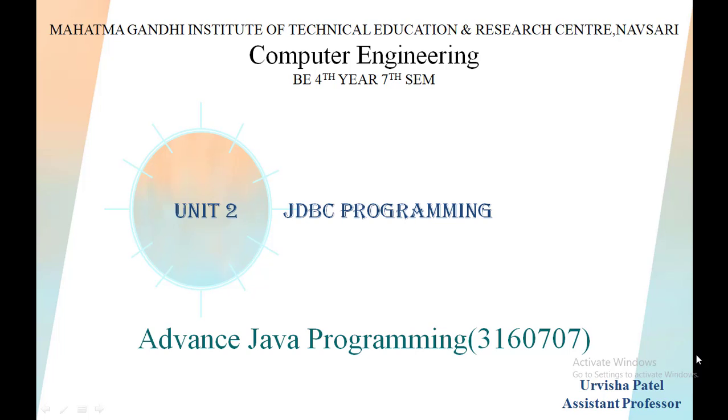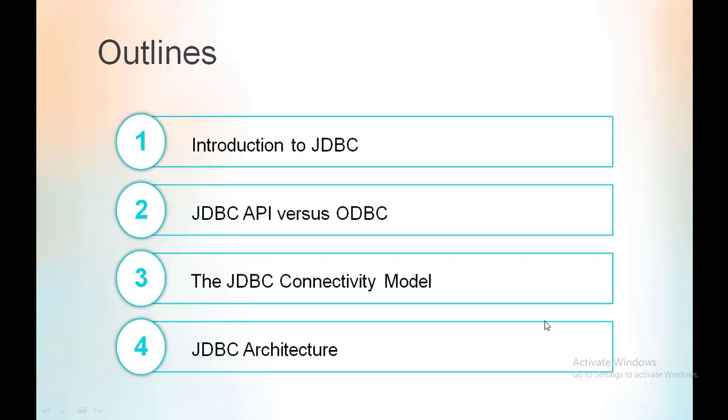In this video, we are going to learn Unit number 2, JDBC Programming of Subject Advanced Java Programming. Subject code is 3160707. Outlines are Introduction to JDBC, JDBC API versus ODBC, the JDBC connectivity model, and JDBC architecture. Let's continue with Introduction to JDBC.